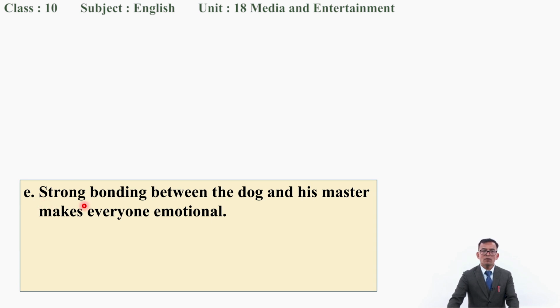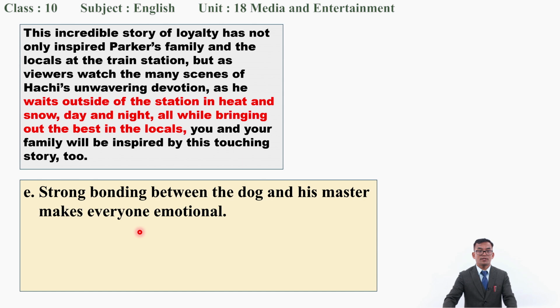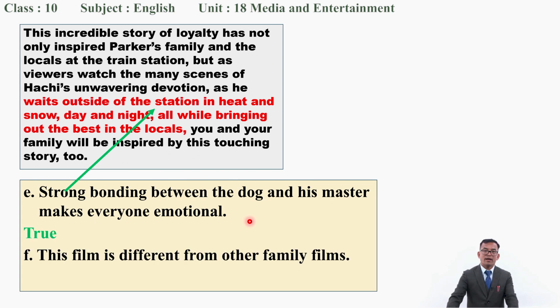Good. Strong bonding between the dog and his master makes everyone emotional. You'll find the text over here, somewhere here. Yeah. Look at Hachi here, waiting outside of the station in the heat and the snow, days and nights. So strong bonding between the dog and his master makes everyone emotional. Of course, this is true. And what about the next statement? This film is different from other family films. Is it the same? No, according to the reviewer, it's different. What do you think?